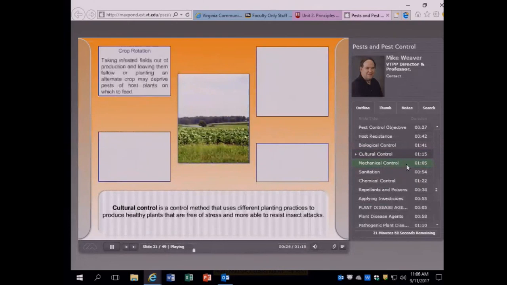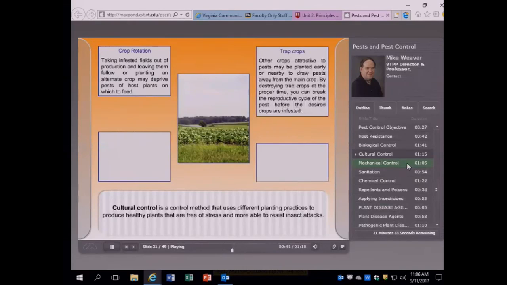These include crop rotation. Crop rotation usually involves taking infested fields out of production and leaving them fallow, and planting an alternate crop that may deprive pests of host plants in which to feed.